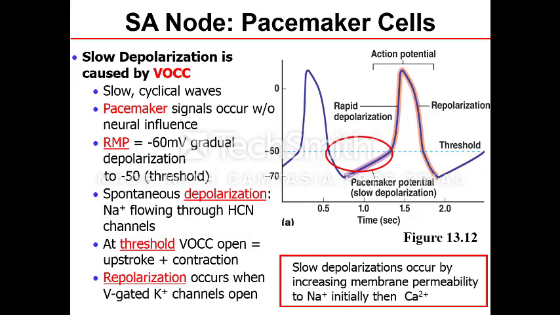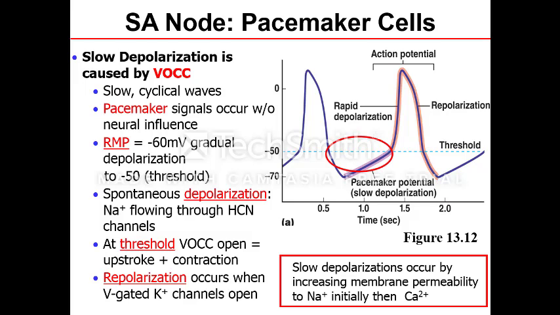Pacemaker potentials are caused by an ICF increase in sodium and calcium. Both of these ions work together for the rising phase that you see here on this graph. This is how the pacemaker cells initiate an action potential and establish sinus rhythm. There's a slow depolarization caused by voltage-operated calcium channels. You can see these slow cyclical waves here in this figure.